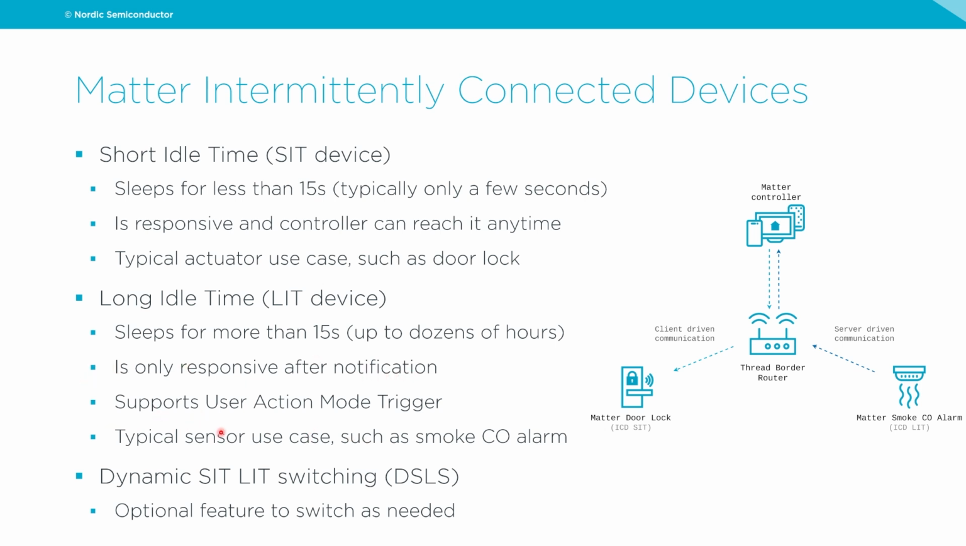And they also support user action mode trigger. User action means that the user will actually do something to trigger this device to be responsive. It could be a button press, it could be covering it, whatever. These are more typically used in sensor use cases where you only need to send data very seldom, for example, this smoke CO alarm. And then you have dynamic SIT-LIT switching, DSLS. This is an optional feature, and you can switch between these two modes as needed.